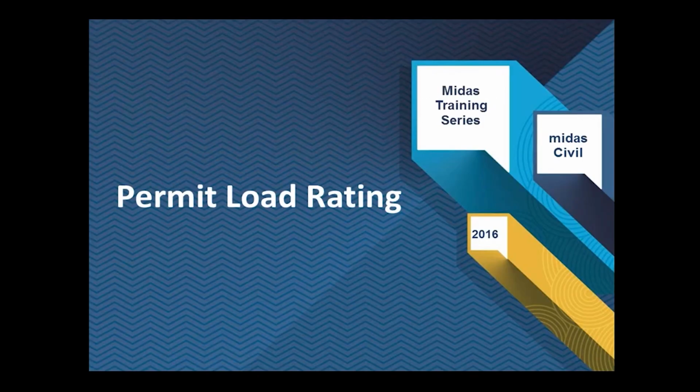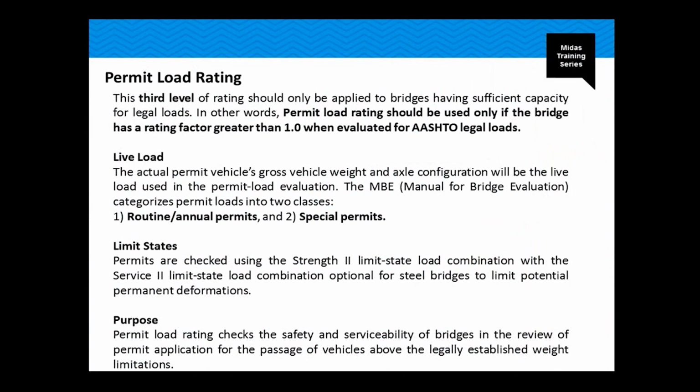Then we have the permit load rating, and as you might guess, this one should be applied to bridges having sufficient capacity for legal loads. So basically, permit load rating should be used only for the bridges that have a rating factor greater than 1 when evaluated for actual legal loads. The live load, as its name mentions, is a permit load. The actual permit vehicle's gross weight and axle configuration will be the live load used in the permit load evaluation.